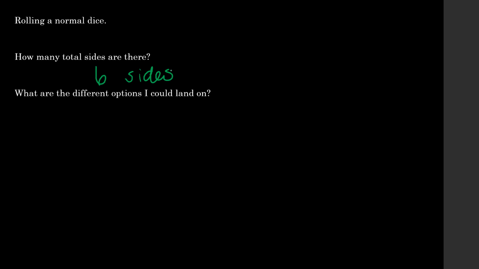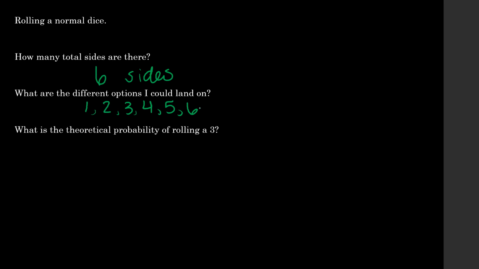So here's my option of rolling a normal dice. Well, first let's think, how many total sides are there? We just said there are 6 sides, right? Because I could roll a 1, 2, 3, 4, 5, or 6. I want to know, what are the different options I could land on. I could roll a 1, a 2, a 3, a 4, a 5, or a 6. What is the theoretical probability of rolling a 3?